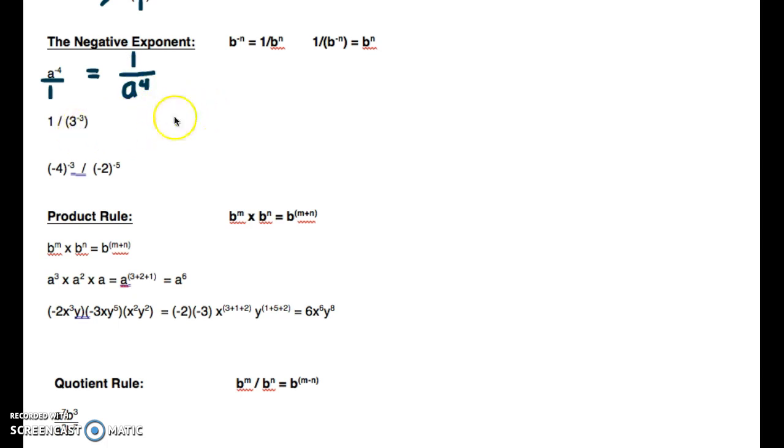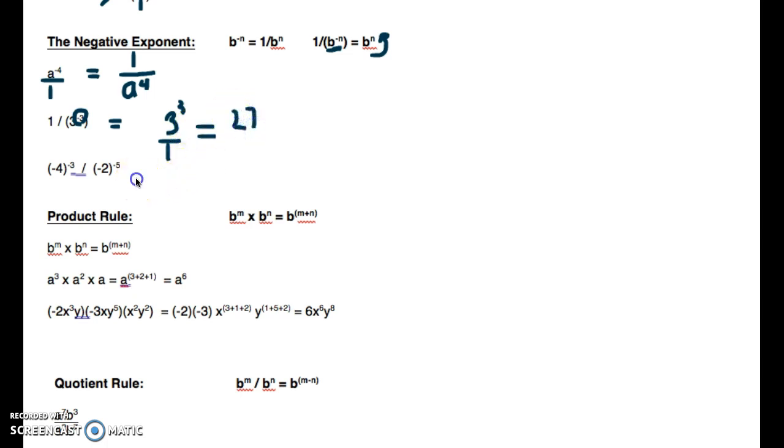In this example here, I have a negative exponent in the denominator. If I have a negative exponent in the denominator, it moves to the numerator and becomes positive. So here I have 1 divided by 3 to the negative third. This 3 to the negative third is saying move me upstairs. So I have 3 to the third power upstairs, and the 1 is in the denominator. It's like a reciprocal. You're flipping that fraction. My final answer is 27.